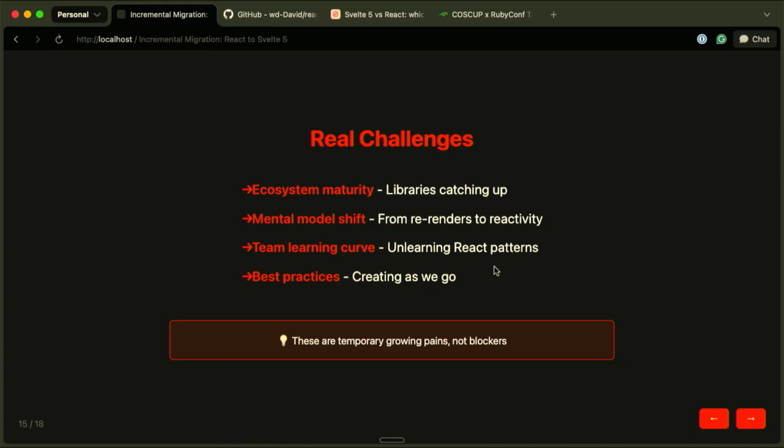A mental model shift: you need to unlearn a lot of things from React, because you don't need to think of reconciliation anymore. It just changes right away, with no virtual DOM overhead. In React you literally need to ship a lot of things, like the virtual DOM, because there's an algorithm inside of it to do the diffing.